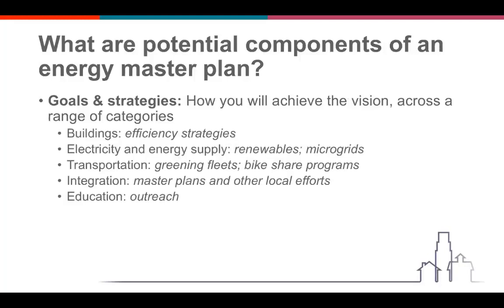These categories could include things such as efficiency strategies for buildings, whether public buildings, or if you want to get to the level of private buildings, policies that encourage efficiency there. The opportunity for changing your supply where you can, bringing in more renewables. Obviously, microgrids is a critically important facet of an energy master plan. If you're going to be pursuing microgrids, an energy master plan is going to be critical to help you achieve that. Transportation: how can you green your fleets? How can you institute bike share programs? These are all examples of strategies that can get you to your vision.